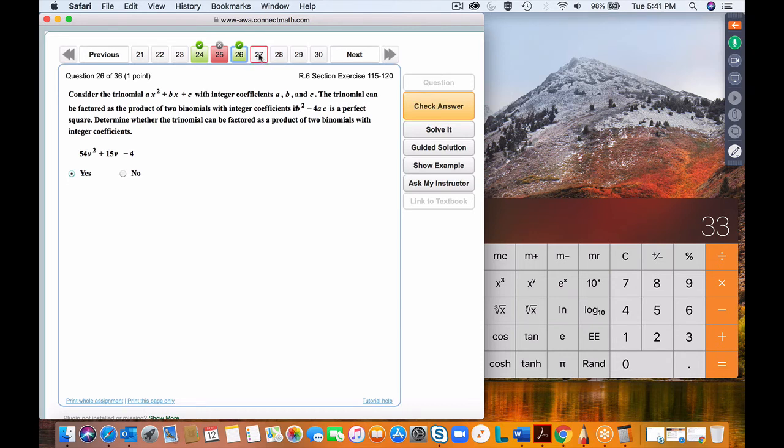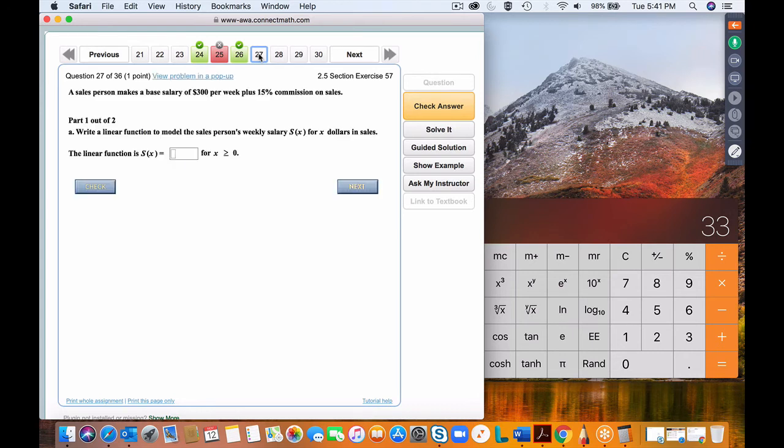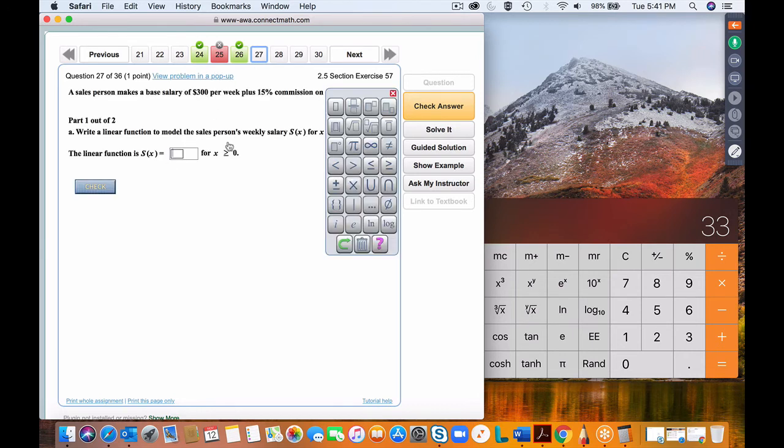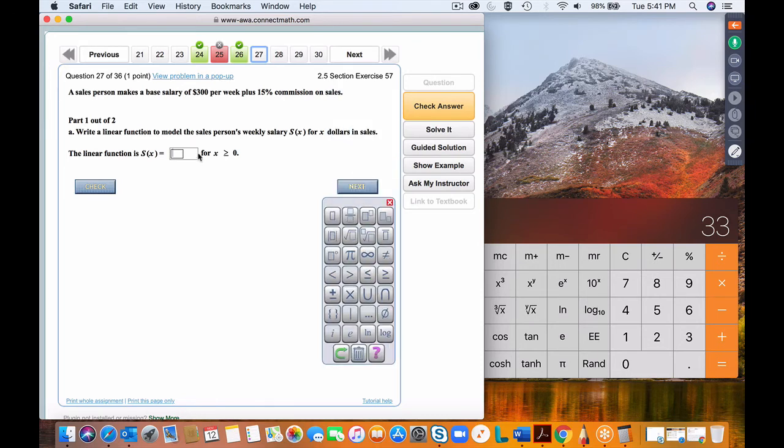27. And we're just writing the equation from the sentence on top. Notice how I write this expression. A salesperson makes a base salary of 300, so I start with 300 per week. So that means 300 per week plus.